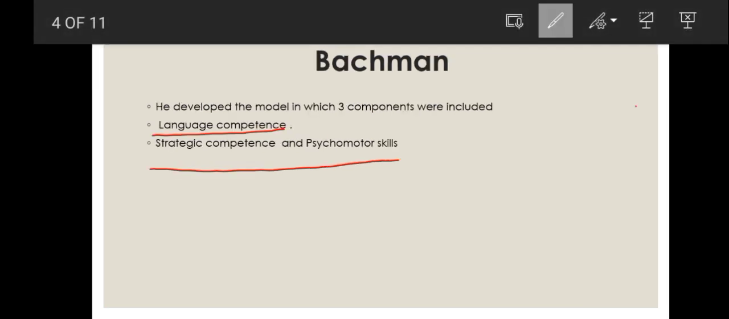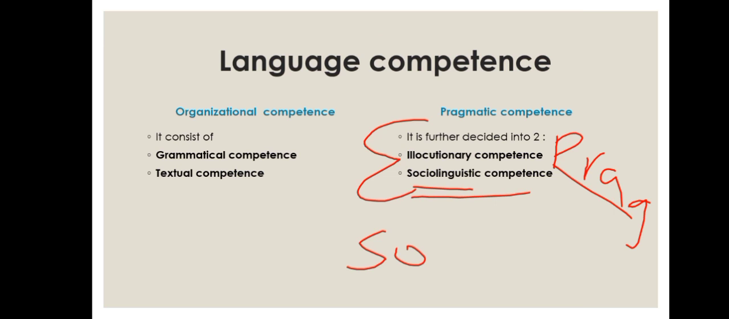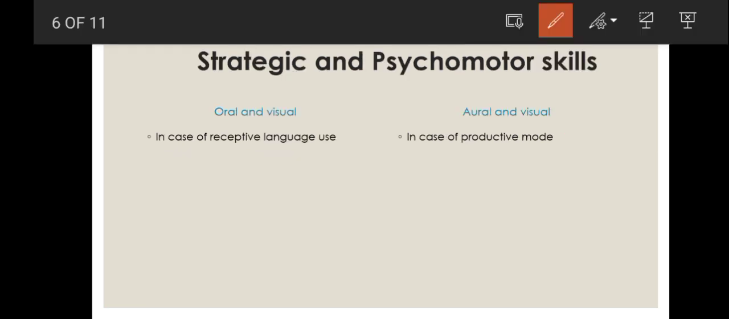You can see here this strategic competence and psychomotor skills. Now I am moving to the next part. Strategic competence and psychomotor skills are further divided into oral and visual language use, and in productive language we use these modes. They are homophones.